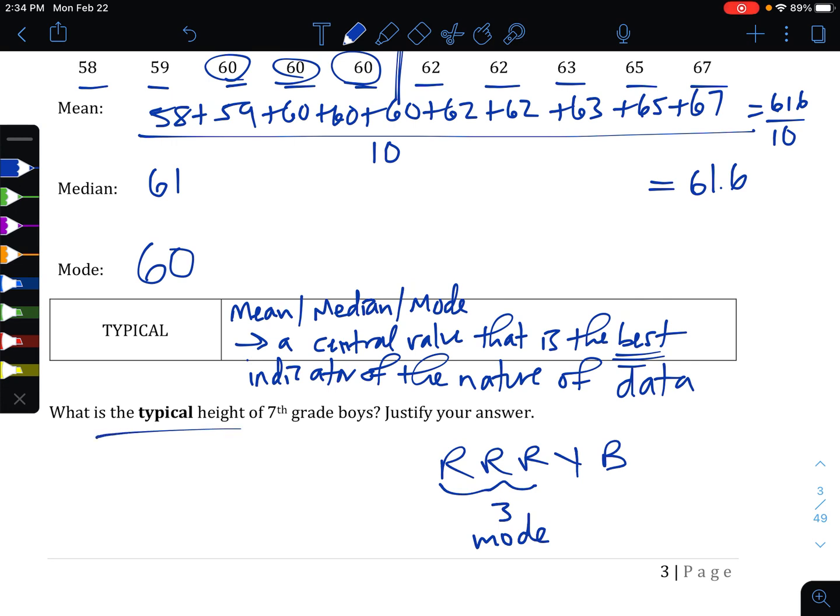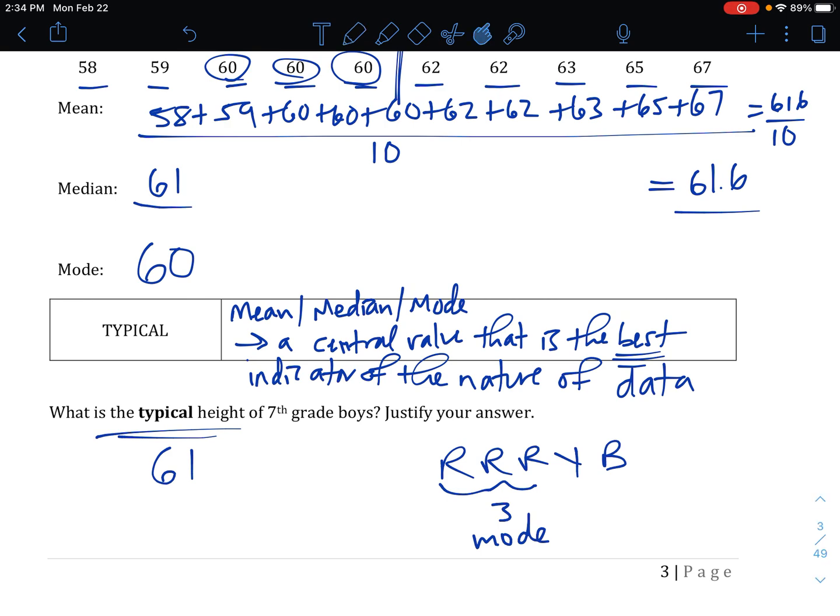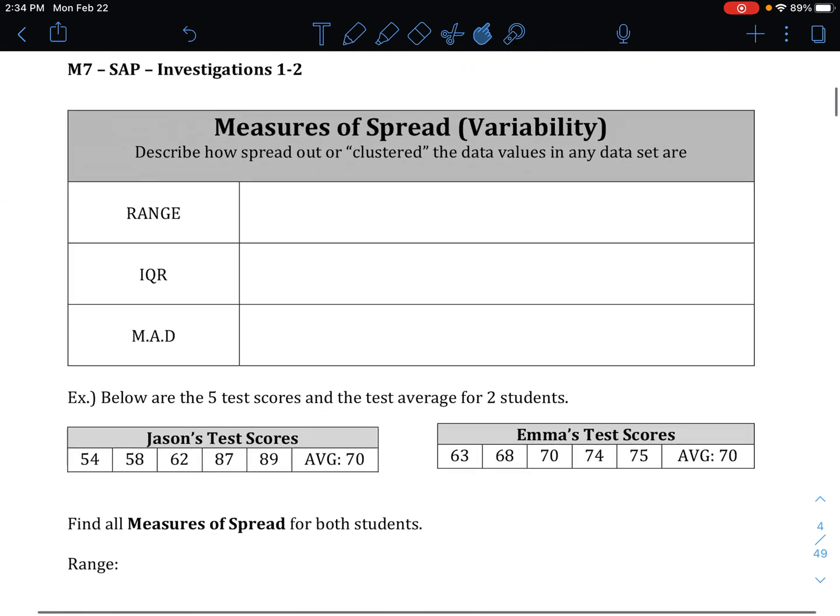So for this one, which one's typical? Could be either of these, right? So I would say probably 61 or 61.6. They're very close together, so really either one is fine. Because they're so close, you really can't go wrong picking either one as the typical. Okay, on to page 4 here, the next page.